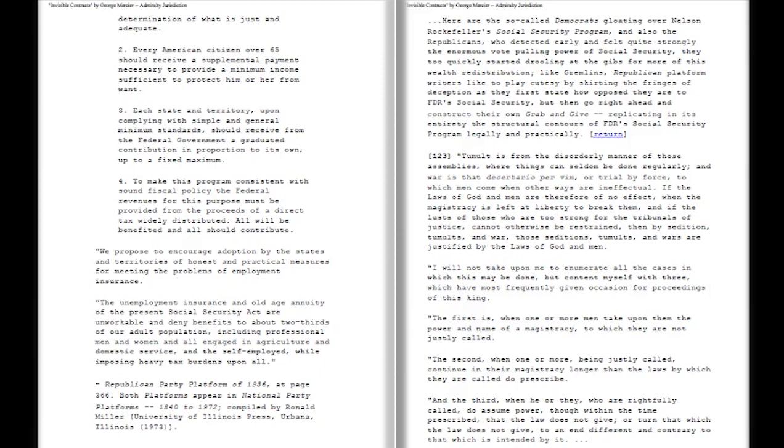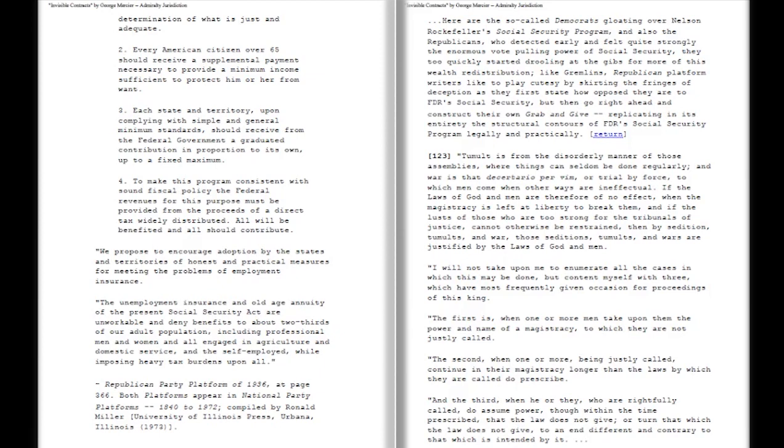Tumult is from the disorderly manner of those assemblies, where things can seldom be done regularly, and war is that desertio per, or trial by force, to which men come when other ways are ineffectual. If the laws of God and men are therefore of no effect, when the magistracy is left at liberty to break them, and if the lusts of those who are too strong for the tribunals of justice cannot otherwise be restrained, then by sedition, tumults, and war, those seditions, tumults, and wars are justified by the laws of God and men. I will not take upon me to enumerate all the cases in which this may be done, but content myself with three, which have most frequently given occasion for proceedings of this kind.